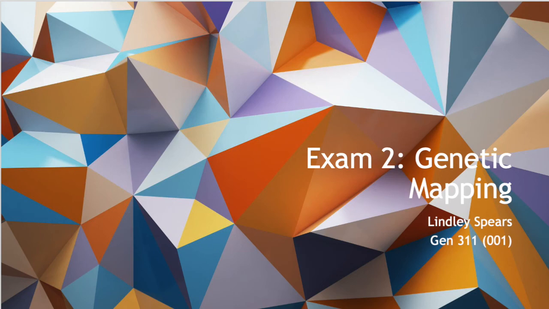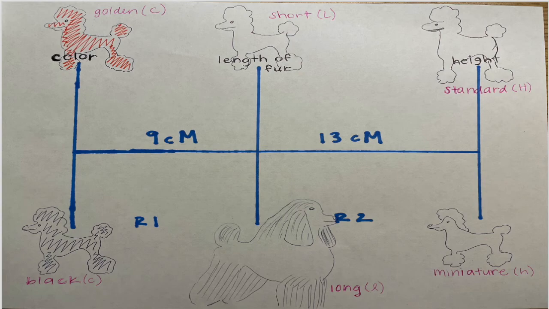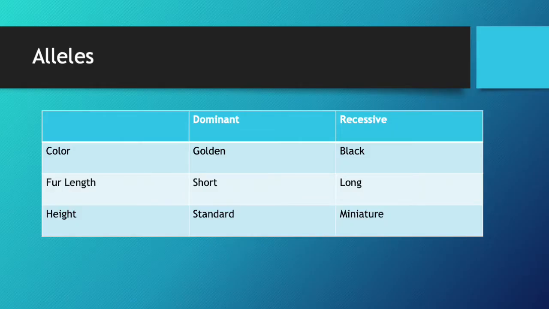Hi everyone. For exam 2, I have chosen the genetic mapping prompt. Here we have a potential genetic map for the phenotypes of fur color, fur length, and height of the poodle. The alleles show us that the golden poodle is dominant to the black poodle, that short fur length is dominant to long fur length, and that the standard height poodle is dominant to a miniature poodle.